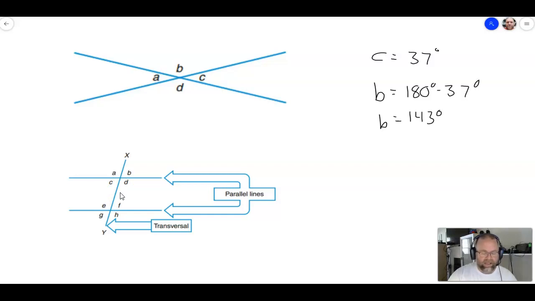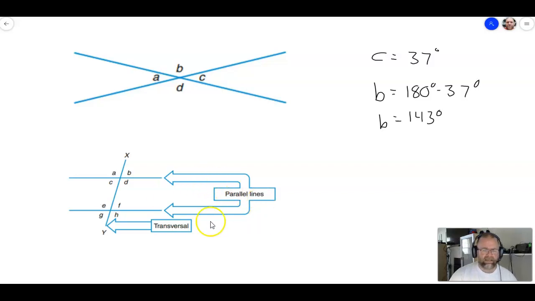And we're also going to have alternate interior angles. So that would be C and F. They're the interior ones. That means they're kind of in the middle of these two parallel lines. So C and F, but they're alternating. Those are also equal to each other, as well as D and E. D and E are also equal to each other. And we can use these in order to solve some problems.